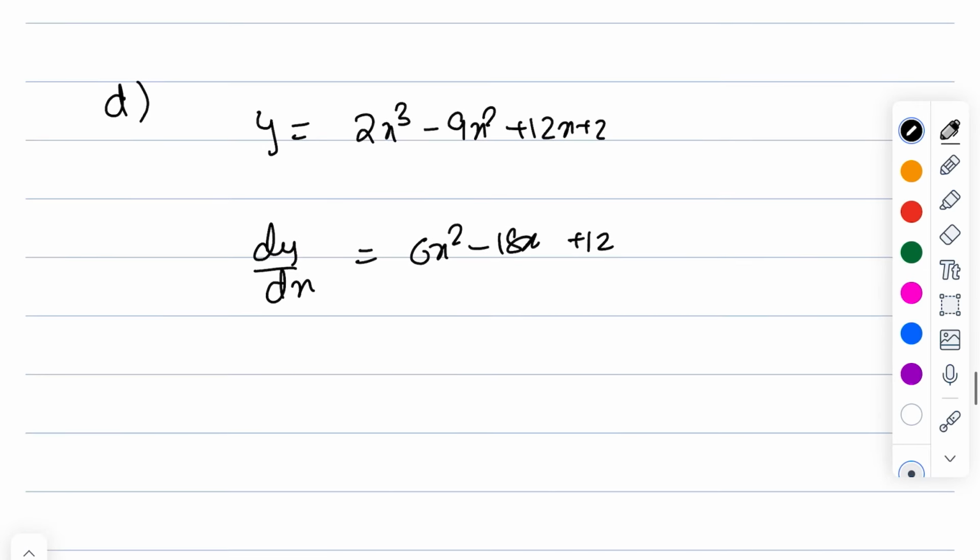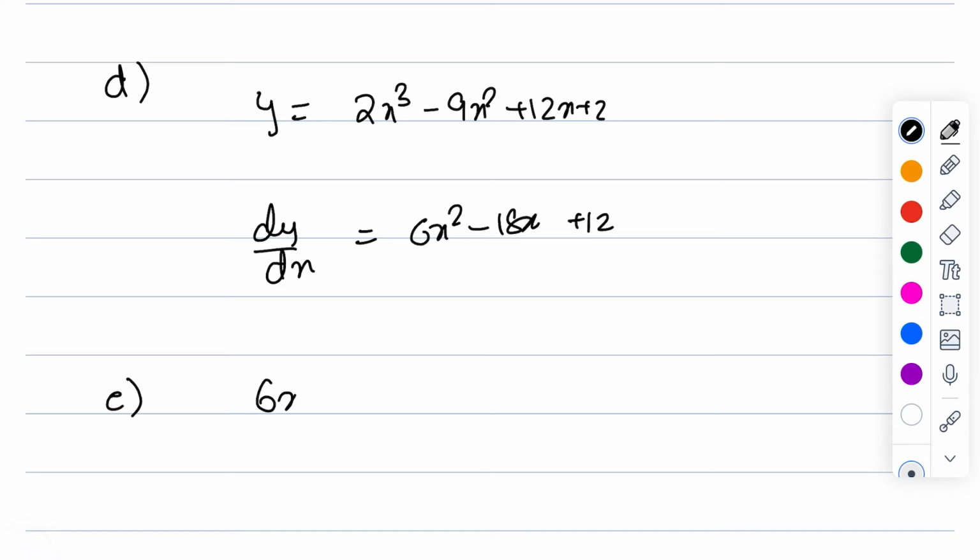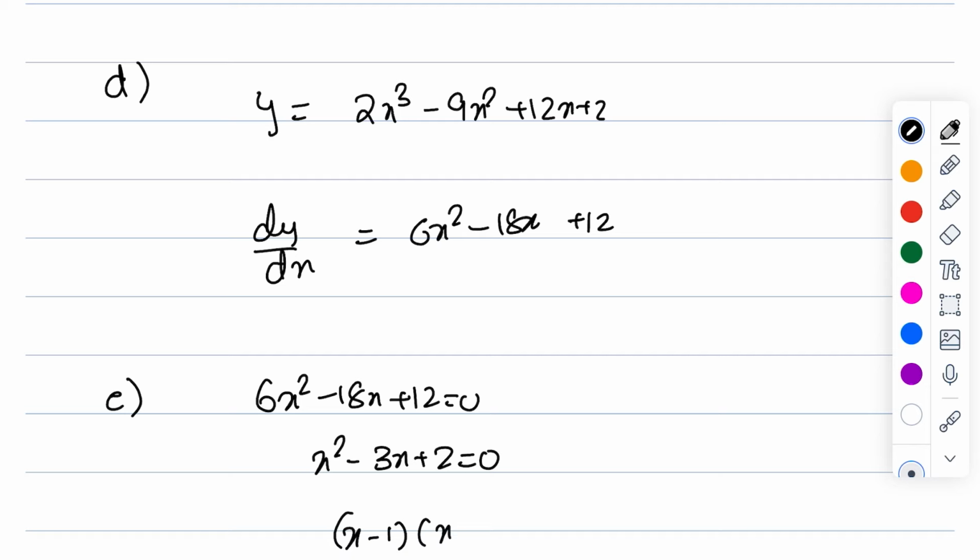So for the stationary points, what should I be doing? The first derivative should be equal to 0. So x square minus 3x plus 2 equals to 0. So x minus 1 times x minus 2 equals to 0. So x equals to 1, x equals to 2. Given that y equal to 2x cube minus 9x square has 3 solutions, find the possible value of k.